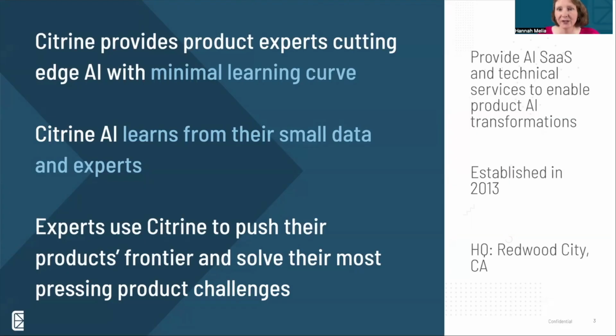So Citrine was founded back in 2013. And what we do is provide AI software as a service in a web browser. It gets used by chemical companies, consumer goods companies, people who do packaging, anything where chemistry is important. And in these areas, it's usually with small data sets. So we've specialized in working with small data sets.